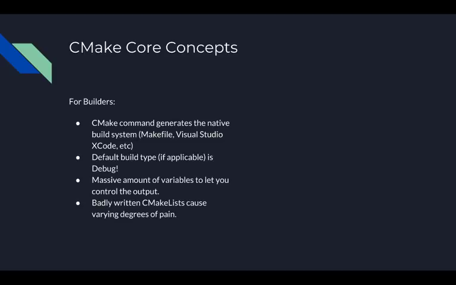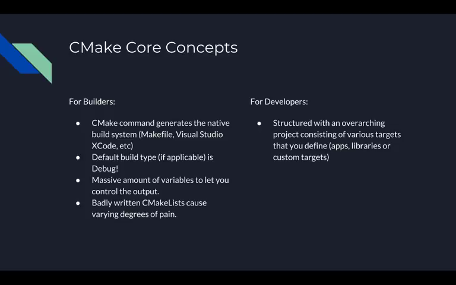However, as I said before, badly written CMake lists will cause varying degrees of pain. Try generating a link time optimized build of your project if you've got one that's doing something fairly sensible, and if you're able to get there without touching the CMake lists, you're doing something right.